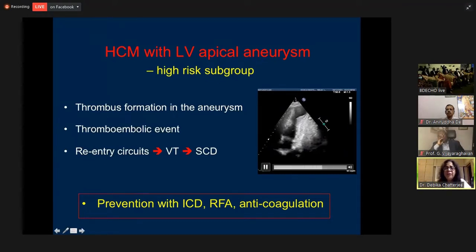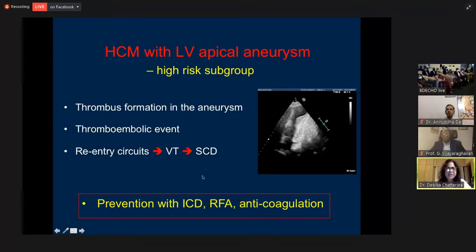So if we can identify the abnormal signal and the aneurysm, we can prevent this type of complications in typical hypertrophic cardiomyopathy with mid-cavity obstruction and LV apical aneurysm. We can prevent with ICD or radiofrequency ablation, and we can start anticoagulation.